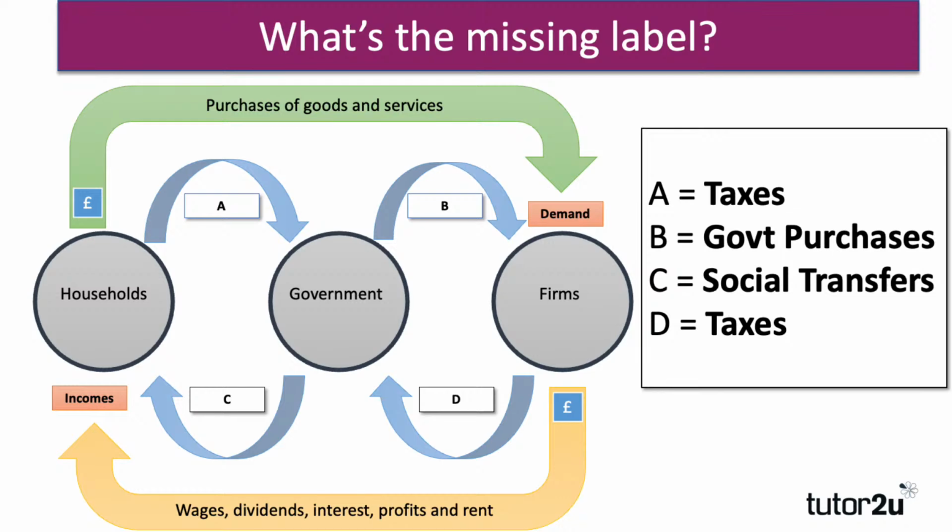C is money that's moving from government to households, and these tend to be social transfers. You've given lots of different examples of these. So some of you have said benefits or pensions, all of those things. Social transfers are where we're moving money from one place to another without goods and services going in return. Finally, we've got D, which is a movement of money from firms to government. Why are firms paying the government? And that's tax again. So we've got lots of different movements going on here.